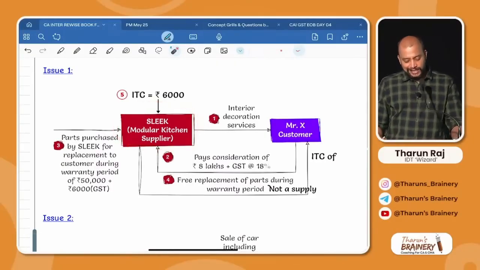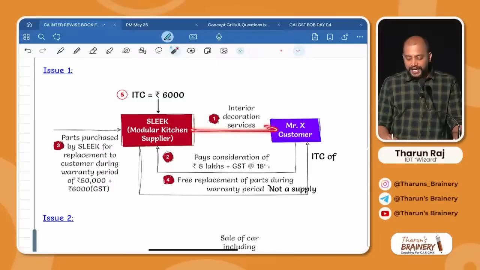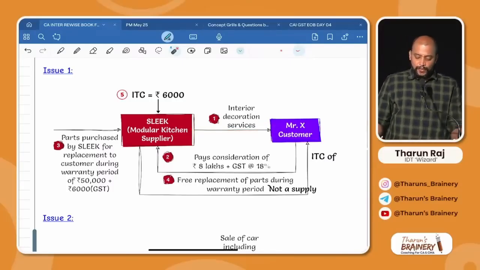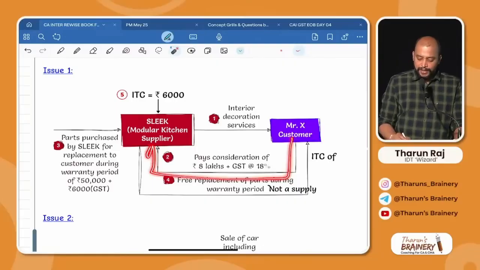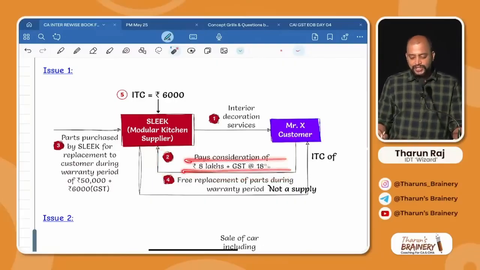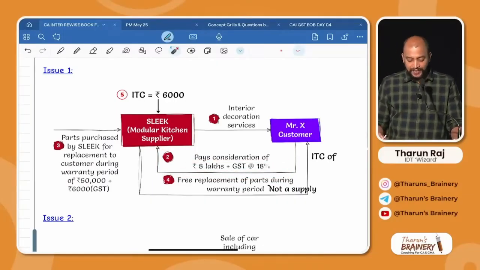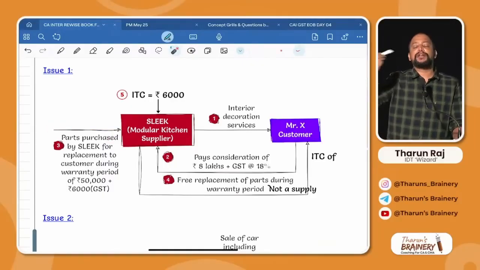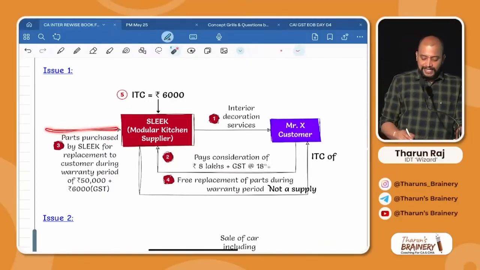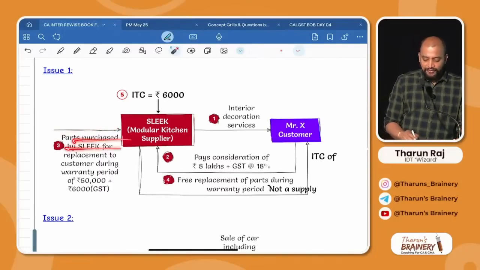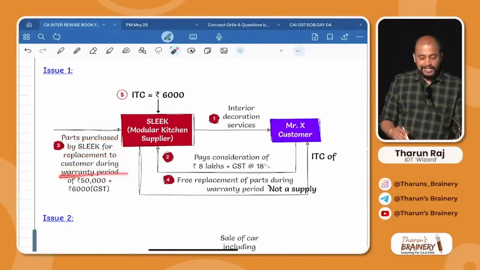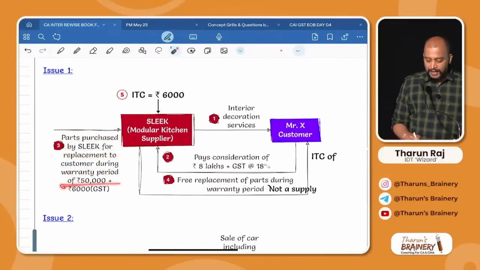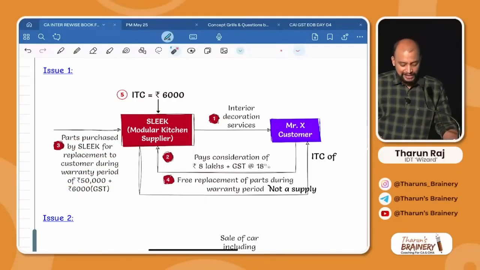Sleek is a modular kitchen supplier. They are providing interior decoration services to Mr. X. And what happens? Mr. X will make the payment of 8 lakhs plus GST as consideration. Now, Sleek is purchasing a part for replacement during warranty period. They are purchasing a part for replacement to the customer during warranty period, 50,000 plus 6,000 rupees GST.